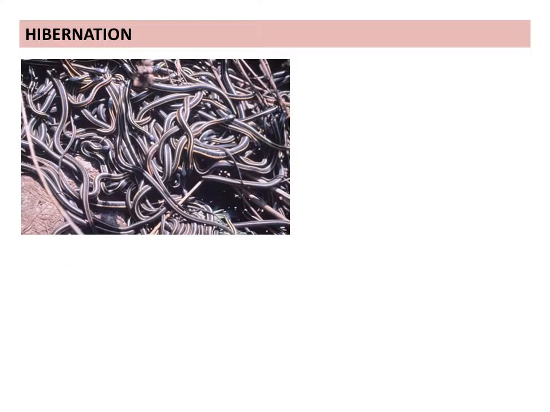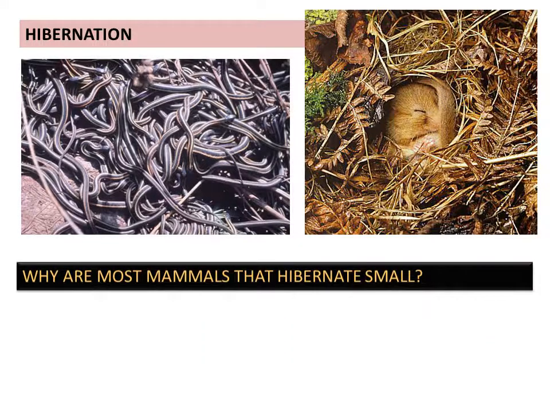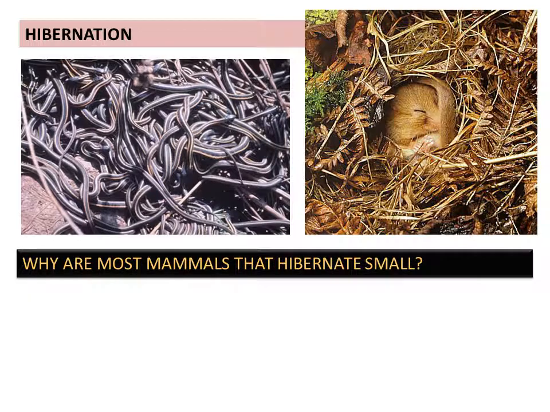So one last point is the role of hibernation. Now we've got some examples here of animals that are hibernating, some snakes and this dormouse. And one of the things that they have in common is that most mammals that hibernate are small. So the reason for this is that if you're small, you have a relatively large surface area to volume ratio, which means that you have a lot of ways in which you're losing heat to the environment.